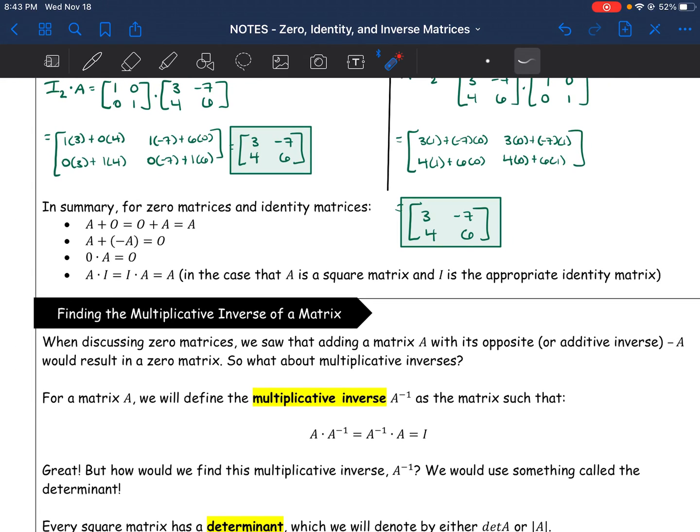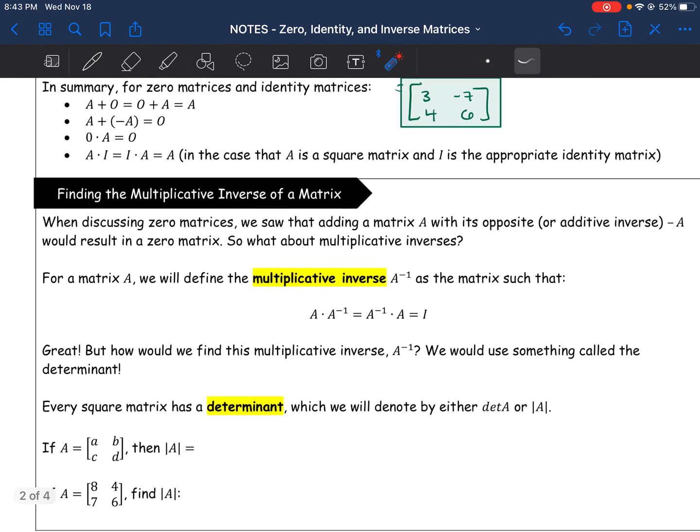So why do we really care all this much about identity matrices? Well, it turns out they're pretty important for inverse matrices. So when discussing 0 matrices, we saw that adding a matrix A with its opposite or additive inverse would result in a 0 matrix. What about multiplicative inverses?